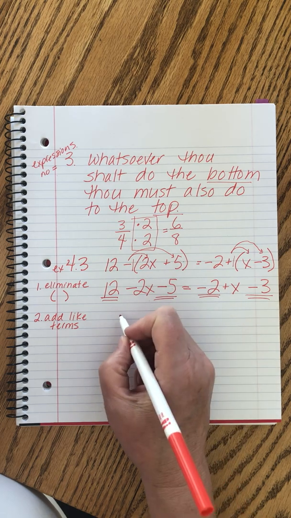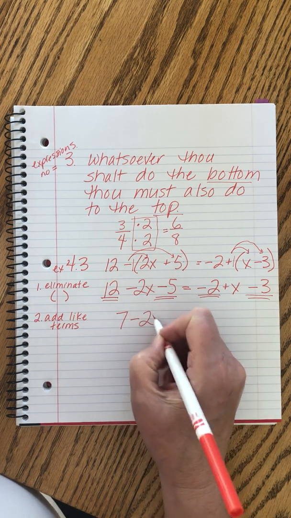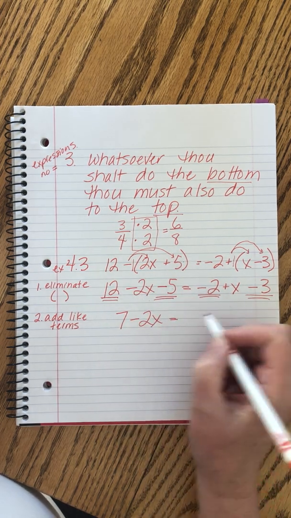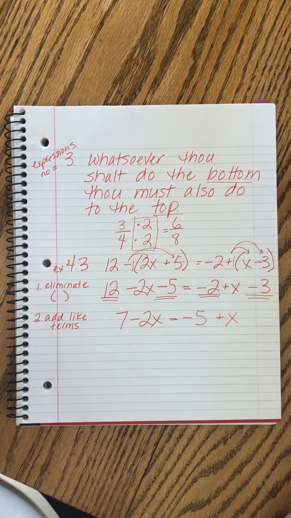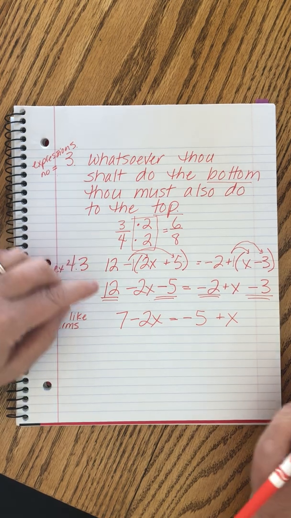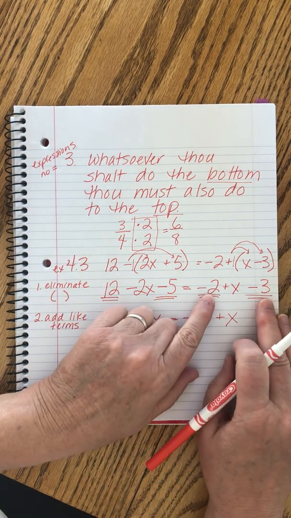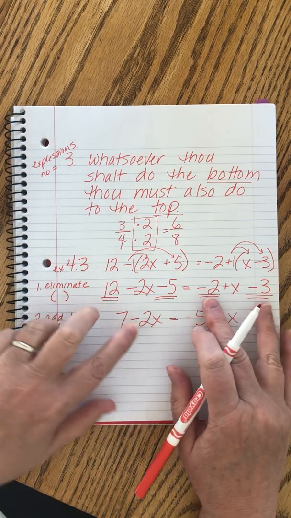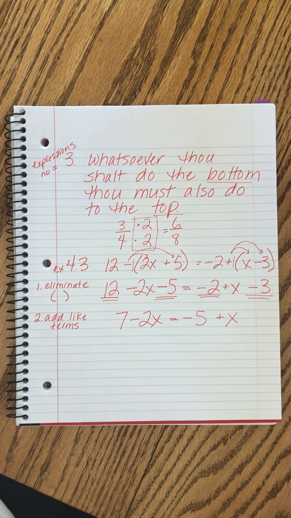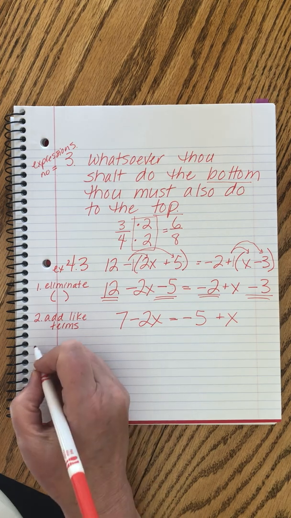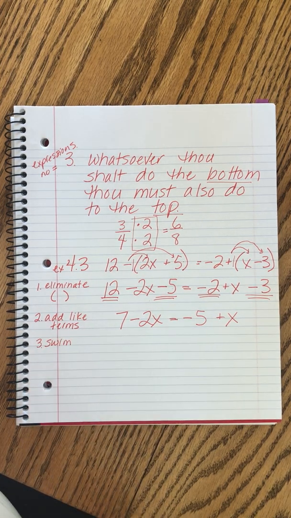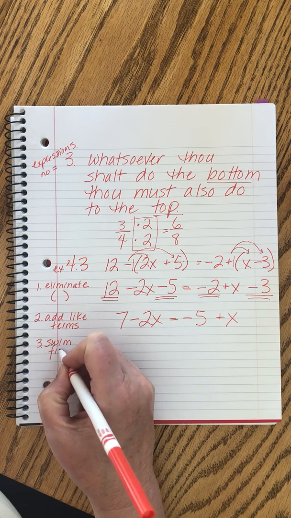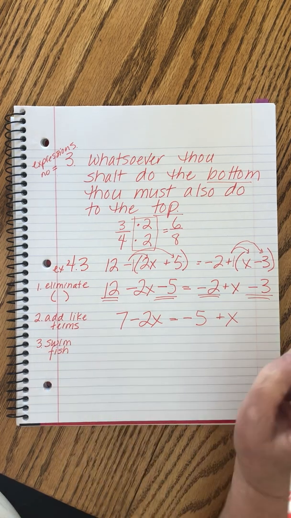12 minus 5 is 7, minus the 2x, that stays the same, equals -5 plus x. In this case, it just worked out that both of our terms that could be combined were plain number terms. It doesn't have to be that way. That's just a coincidence. Now we're ready to swim some fish. And this is where the first rule of algebra comes in.